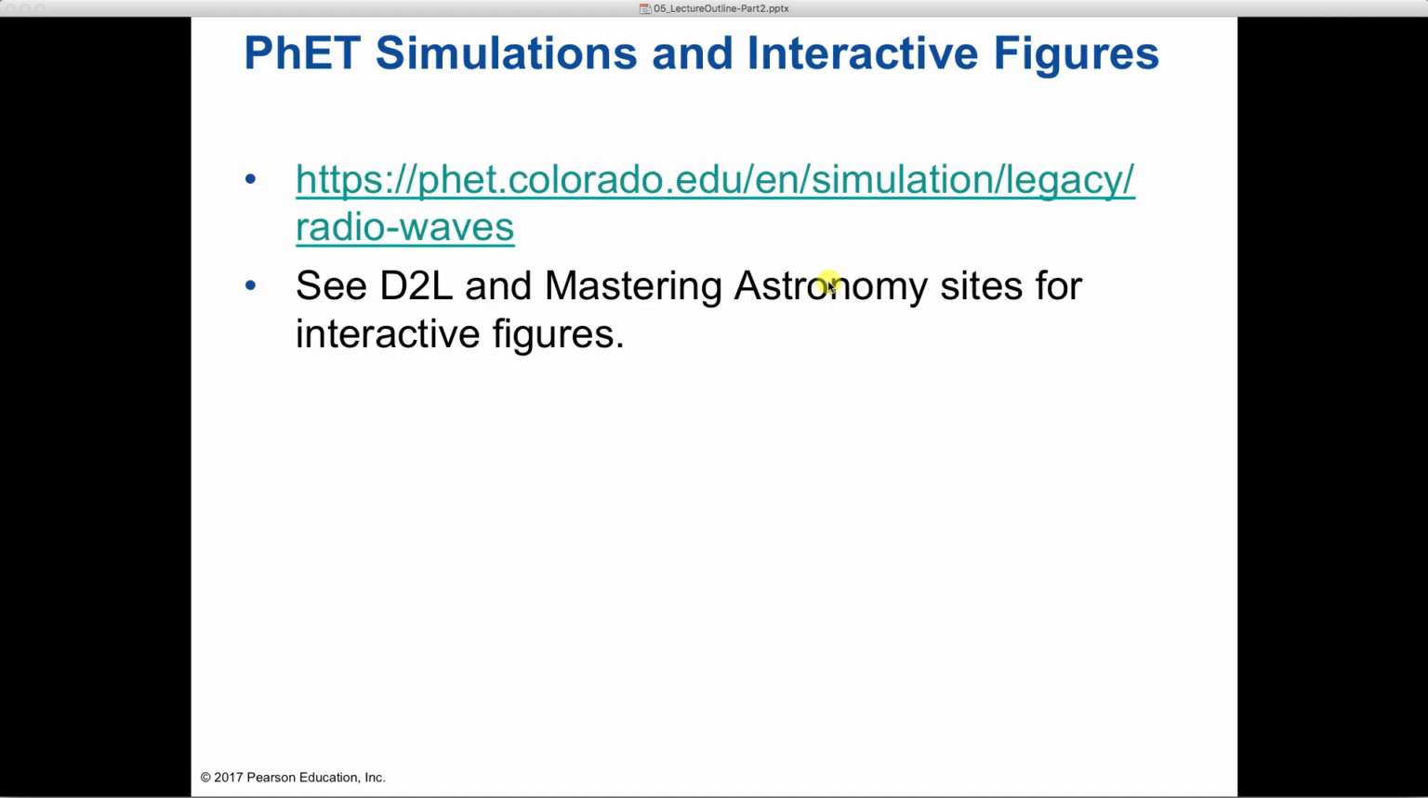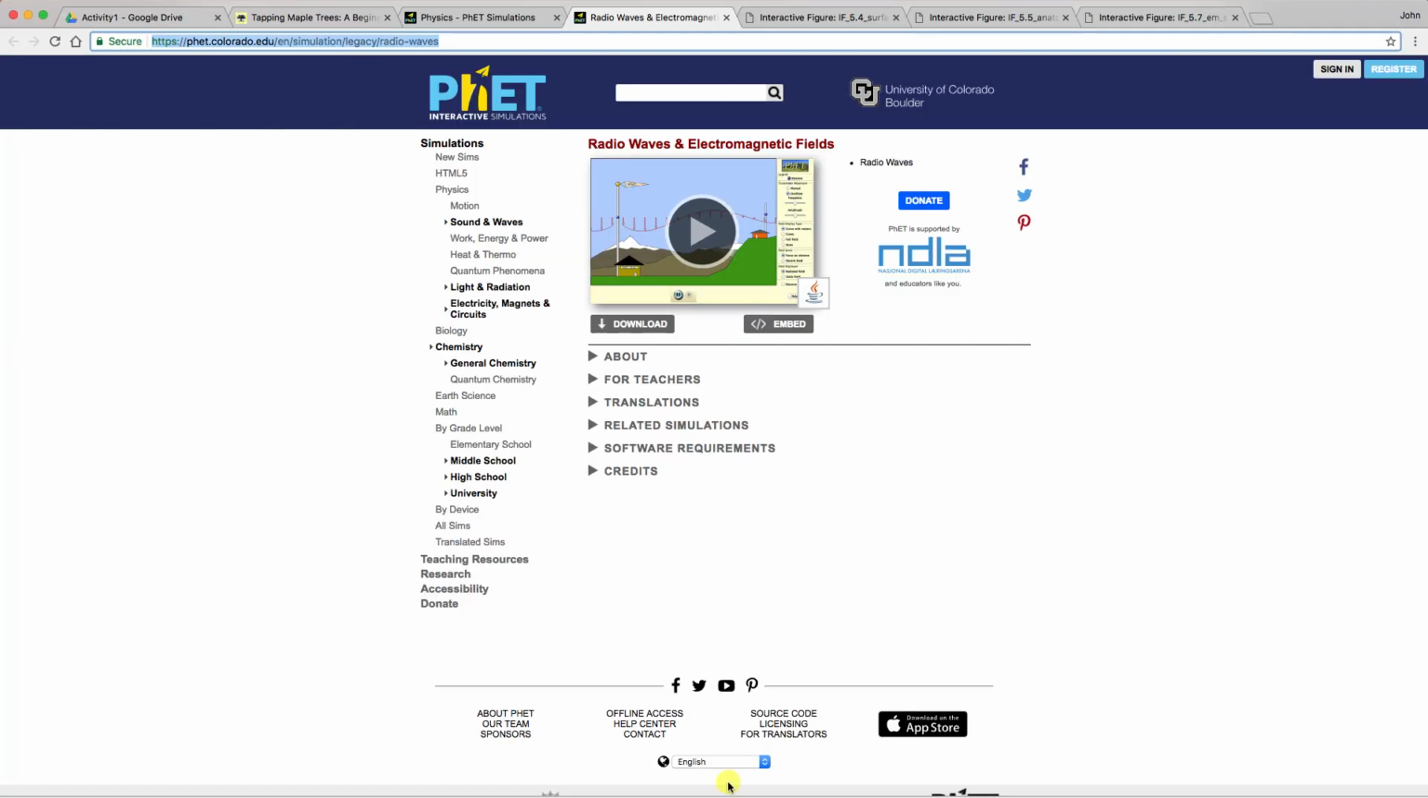There are a couple of good simulations that I want to show you. We've seen some of these before. There's again this phet.colorado.edu site, and there's a bunch of physics simulations as well as others. The one we're going to look at in particular is the radio wave simulation, and then we'll look at some of the interactive figures on Mastering Astronomy or in our course's D2L site. If you use your web browser and go to this link, the phet.colorado.edu site, there's one called Radio Waves. This is a Java applet, so it might not necessarily open in your browser, but you might open it in a separate window. And so we've got that open here.